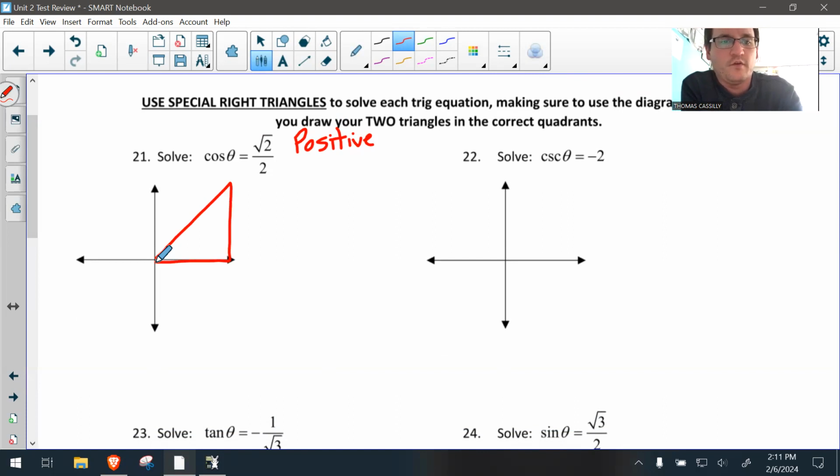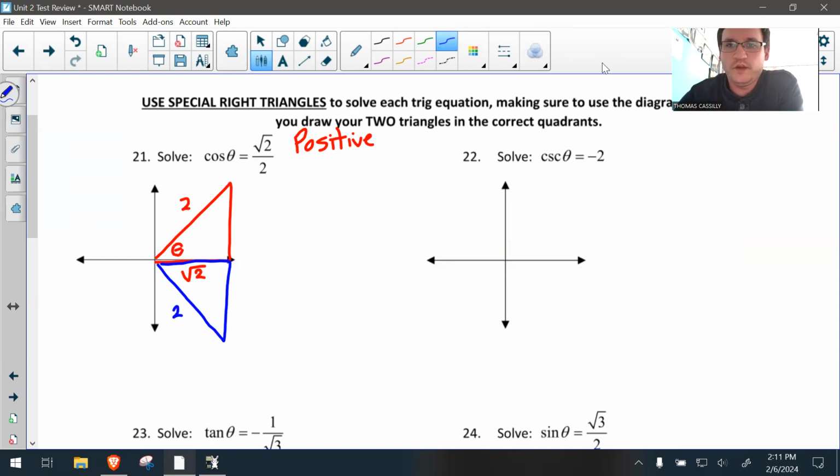All right. So we know the cosine goes with the adjacent over the hypotenuse. All right. So the adjacent here is square root of 2. And the hypotenuse is 2. All right. Now we also need the lower one. We have this triangle down here, which again, the adjacent is the square root of 2, and the hypotenuse is also 2.